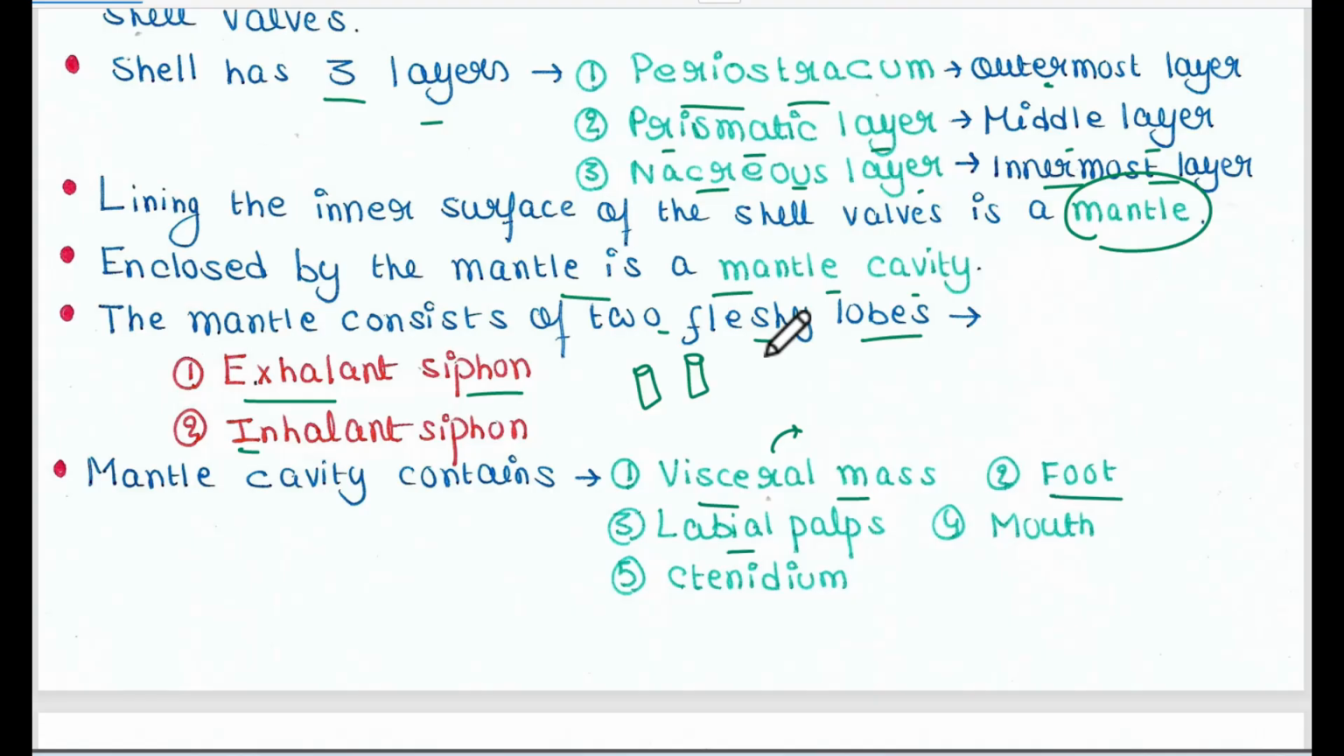Foot is present. Labial palps are actually sensory organs. And then it has the mouth, and then ctenidium. Ctenidium is nothing but gills. So all of them are present in the mantle cavity.